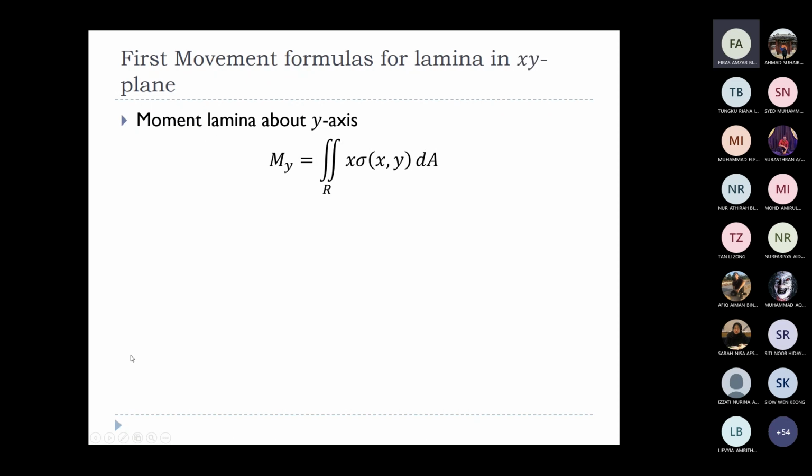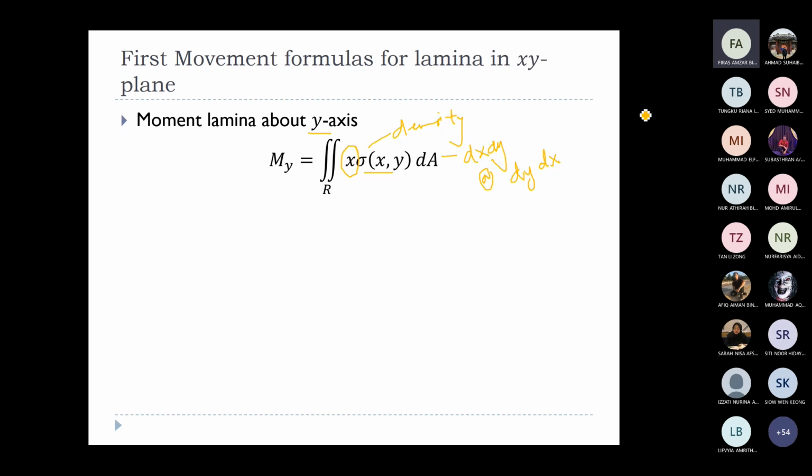So if you take a look at this formula, okay, we have the moment about the y-axis. For the moment about the y-axis, we put the x variable in here, multiplied with the density. This is the density function. So dA means that you are going to have this as dx dy or dy dx. Okay. So this is the moment of the lamina about the y-axis.